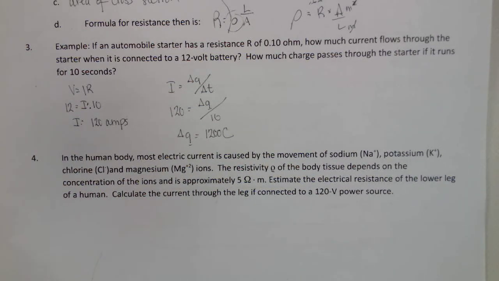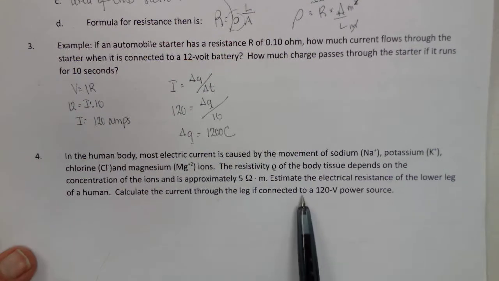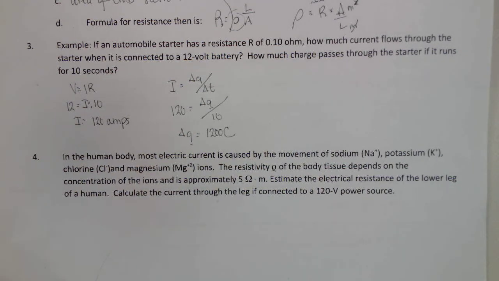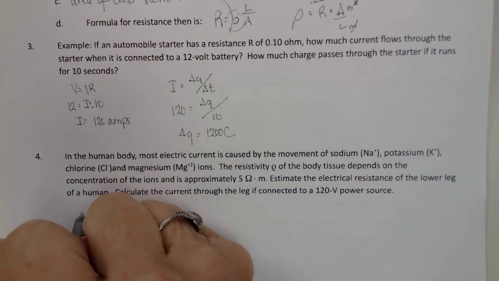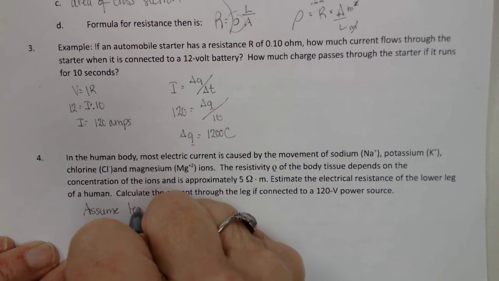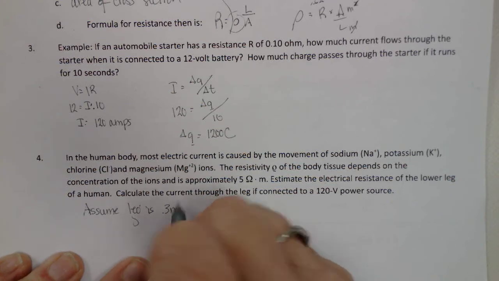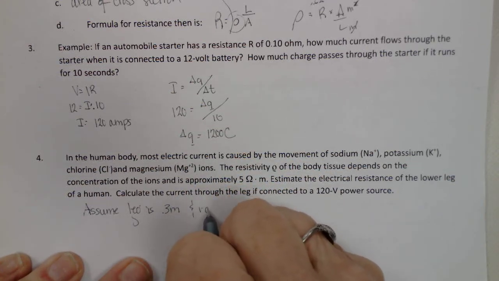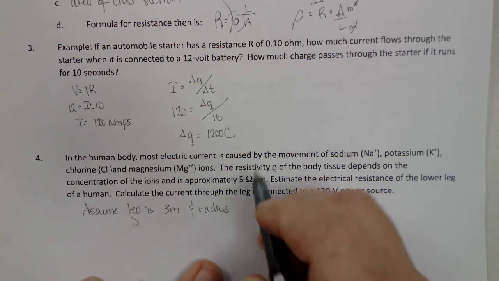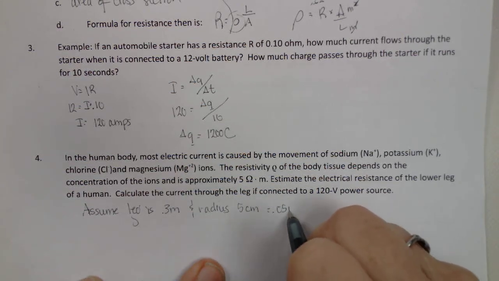Estimate the electrical resistance of the lower leg of a human. Calculate the current through the leg if it is connected to a 100 volt power source. Now, you're not given the data about that, so you can assume that the leg is 0.3 meters long and has a radius, not diameter, a radius of 5 centimeters, which of course is going to be 0.05 meters.